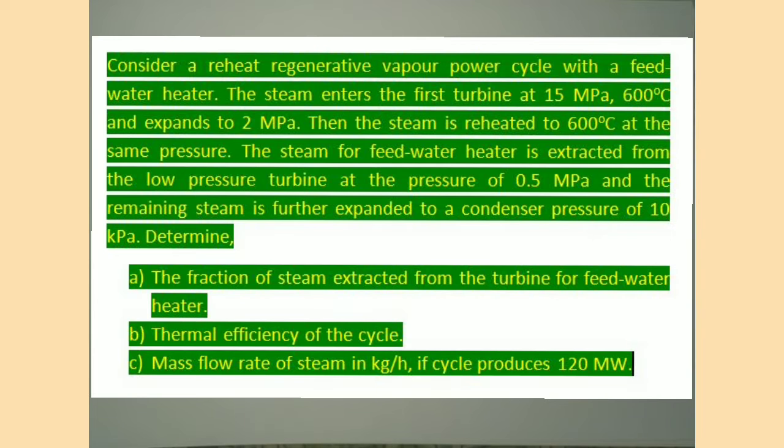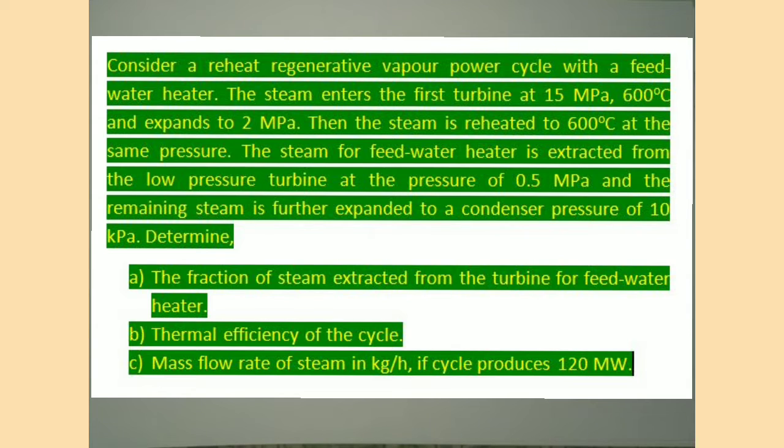The question is: consider a reheat regenerative vapor power cycle with a feed water heater. The steam enters the first turbine at 15 megapascal, 600 degrees Celsius and expands to 2 megapascal. Then the steam is reheated to 600 degrees Celsius at the same pressure.